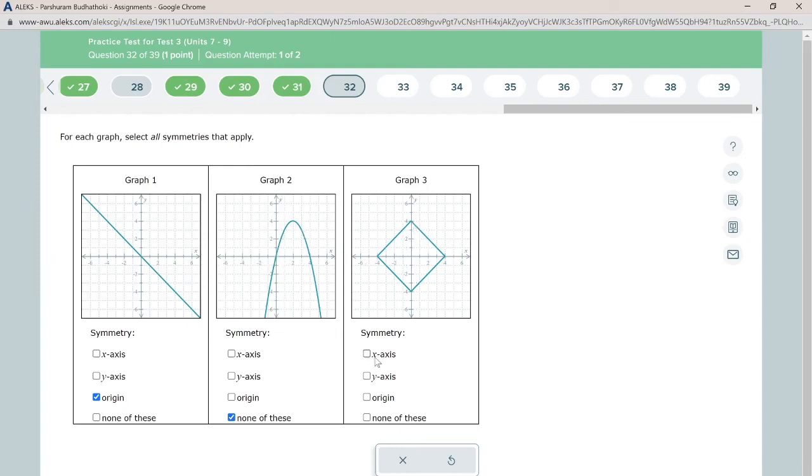Here it's symmetric with the x-axis, symmetric with the y-axis, and symmetric with the origin as well, because you can see the mirror image across the x-axis, you can see the mirror image across the y-axis, and if you pick any point on the graph, on the other side of the origin you will see an equidistant point on the graph as well.